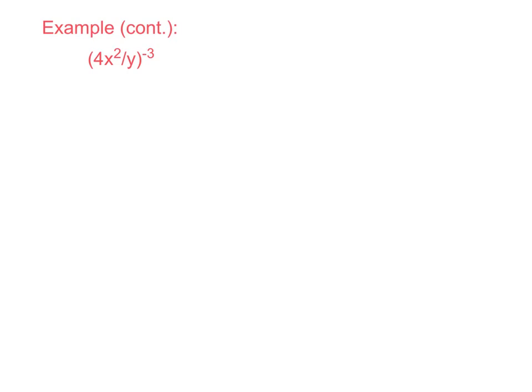So here is our final example. We've got the quotient 4x squared over y, and that whole thing is raised to the minus 3 power. So one of the ways we can do this is simply to take the fraction, invert it, and make the exponent positive. So instead of having 4x squared over y to the minus 3, we have y over 4x squared to the positive 3. So this simply becomes y to the third divided by 4 to the third times x squared to the third. So the final answer here is y to the third divided by 64x to the sixth.